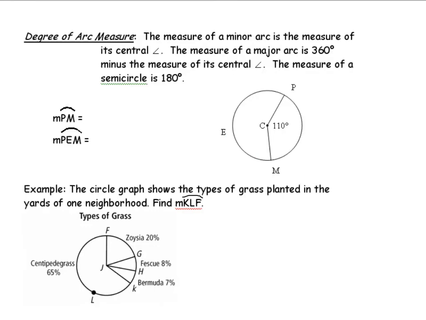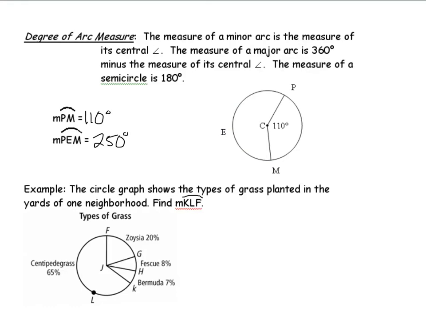And remember, the measure of a semicircle is 180 degrees. So I know right now the measure of arc PM, that's the minor arc because that has two letters, is going to be 110 degrees. If I'm talking about the measure of arc PEM, that is going to be 360 minus the measure of arc PM. And the measure of arc PM was 110, so if you take 360 minus 110, you will be left with 250 degrees. You should probably put degrees on those.